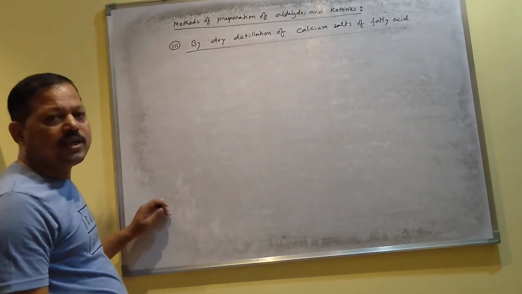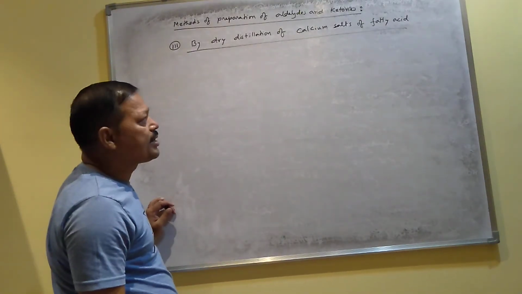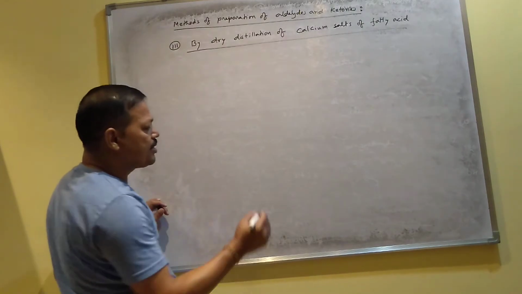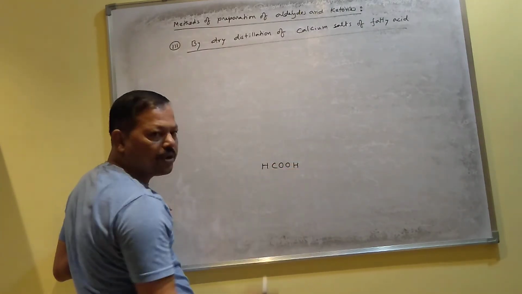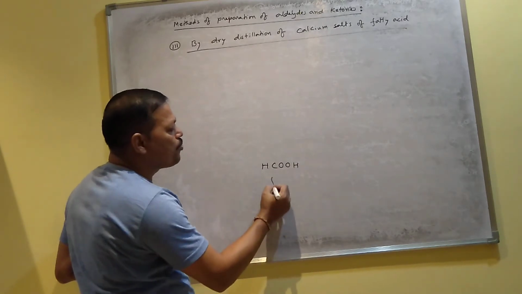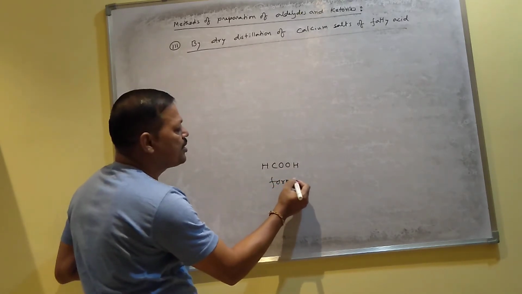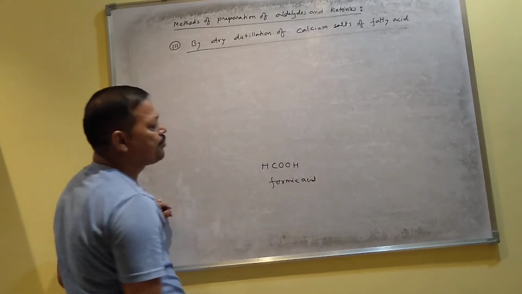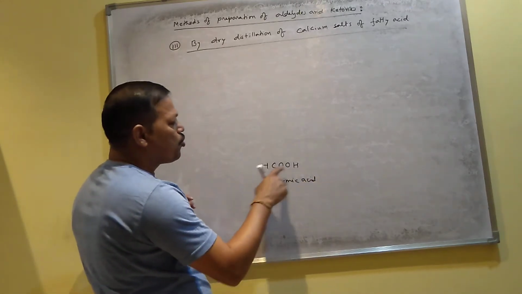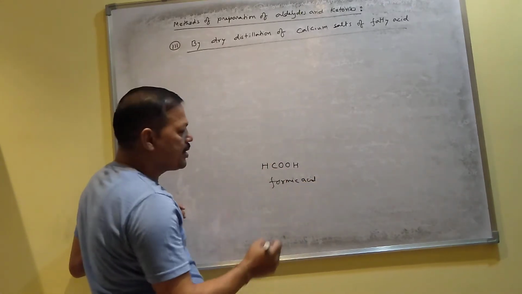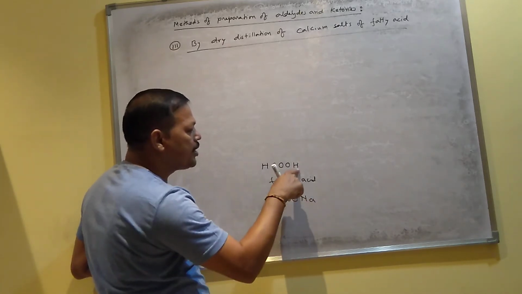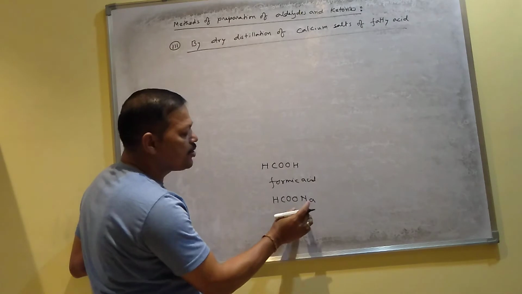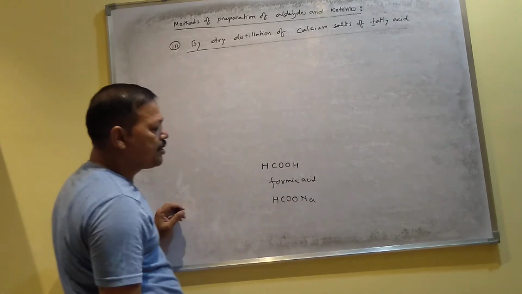Do you know what fatty acids are? Fatty acid means the carboxylic acids are called fatty acids. This is one example of carboxylic acid which is called methanoic acid. It is also called formic acid or methanoic acid. What is the formula of sodium salt of formic acid? Sodium salt of formic acid will be like this, HCOONa. Hydrogen will be replaced by sodium metal. This is called sodium salt of formic acid.